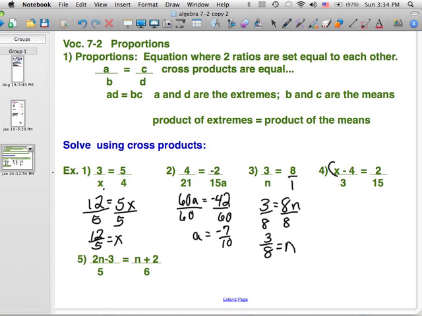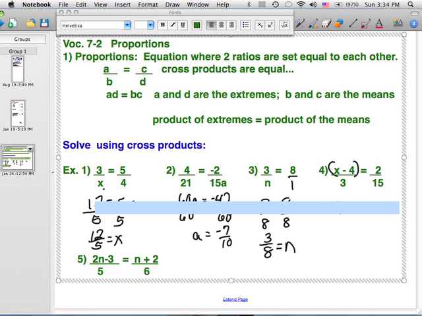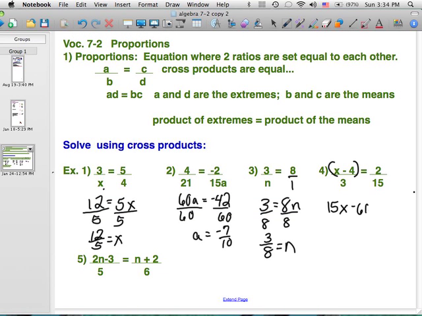Number 4, cross products, should be sure and use FOIL. 15 times the quantity x minus 4 is 15x minus 60 equals 6. Solving for x, undo subtraction first, so we add 60. We get 15x equals 66. Divide by 15. And we simplify and we get 3 goes into 66 22 times, and 3 goes into 15 5 times.